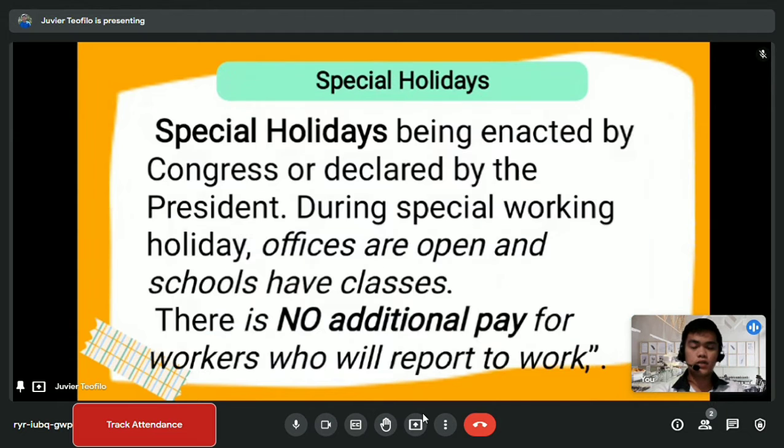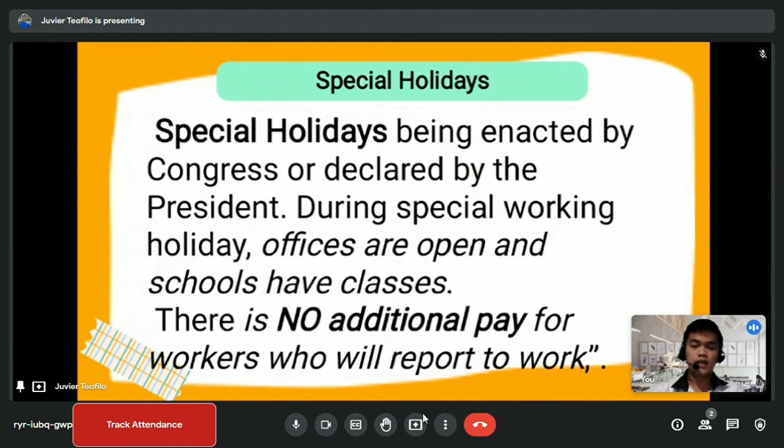Now let's have also the special holidays. Special holidays are enacted by Congress or declared by the President. During special working holidays, offices are open and schools have classes. There is no additional pay for workers who will report to work in special holidays.